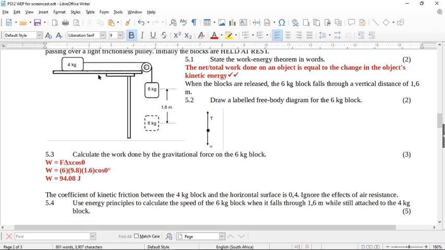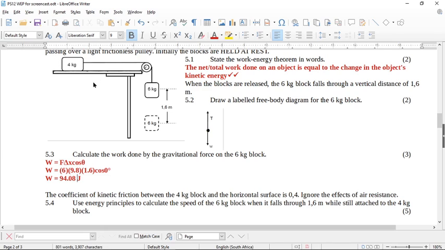Okay, so like I said to you, this is a system, the 4 kilo block, the 6 kilo block. We can, if we know the speed of the 4 kilo block, it's the same as the speed of the 6 kilo block because it's a system. So we must consider also the energy of everything in the system when we look at this, because the energy of this and the energy of that are related.